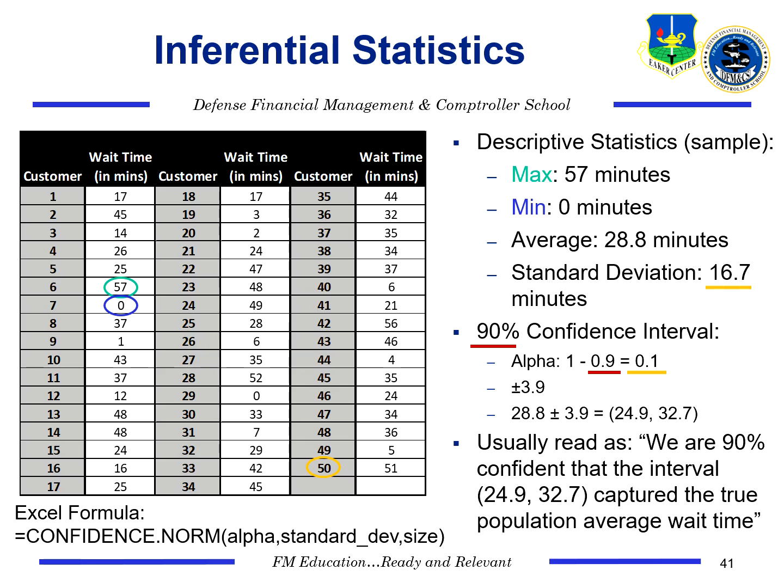Or if you're trying to be a little bit more succinct with your leadership, you might want to say we are 90% confident that your customers are going to be waiting anywhere from 24.9 minutes to 32.7 minutes. And that is either too long or too short, and probably too long. So we want to try to increase our manpower and try to get those wait times down.